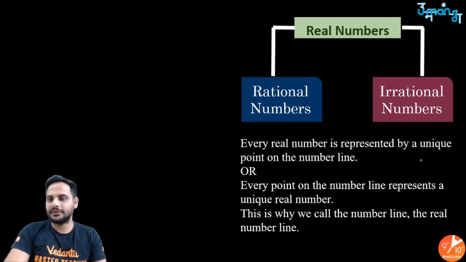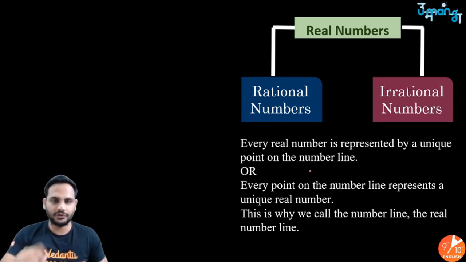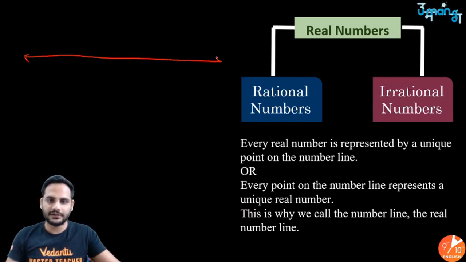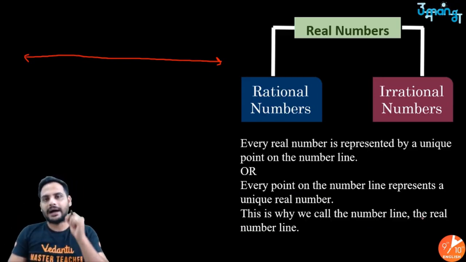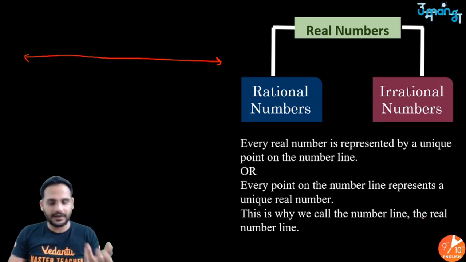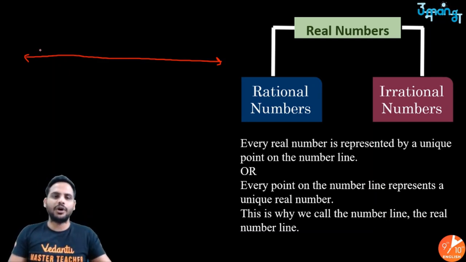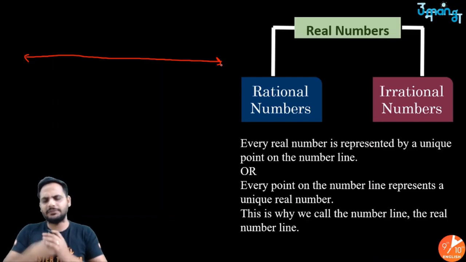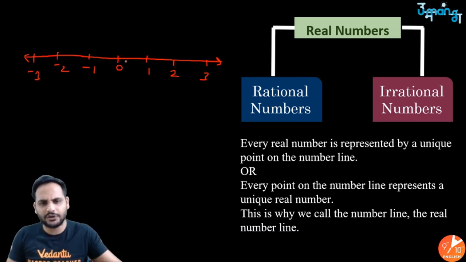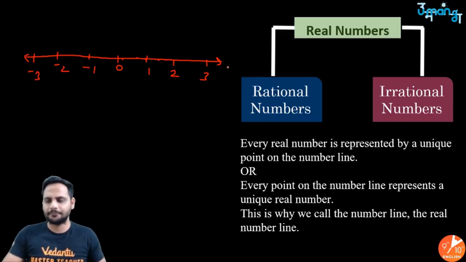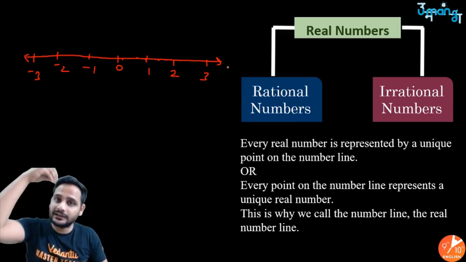Okay, every real number is represented by a unique point on the number line. If you remember, you used to draw the number line, right? So every point on this number line will be represented by a real number. That number can be rational, that can be irrational, but all the points on this line will be representing some number or the other. If I keep it 0, 1, 2, 3, and here -1, -2, -3 and so on, any point you pick, here, here, here, all the points are representing some number, and every point is representing a different number.